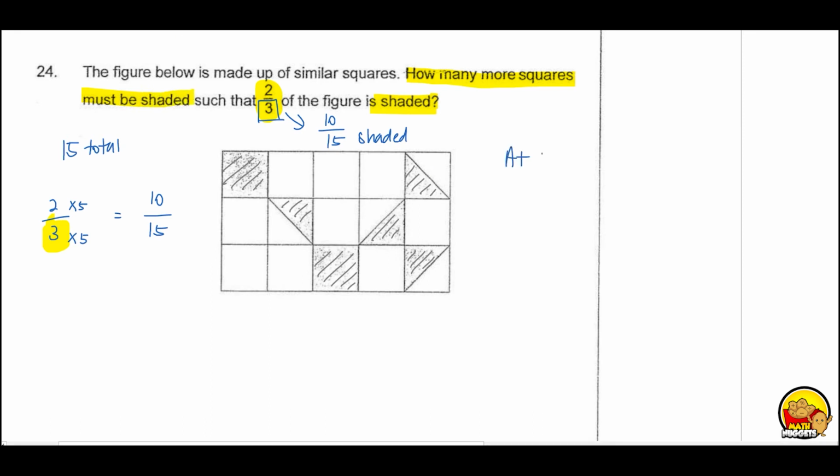At the moment, how many squares are shaded? 1, 2, they make up 3, and they make up 4. So at the moment, 4 squares shaded, and they want 10 shaded. Therefore 10 minus 4 gives me 6. We need to shade 6 more for it to be 2/3 shaded.